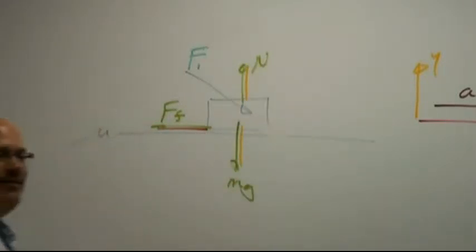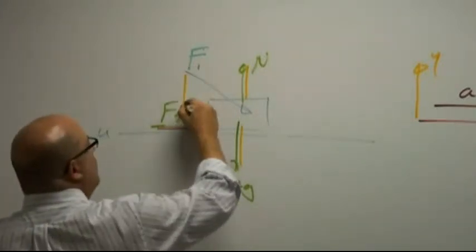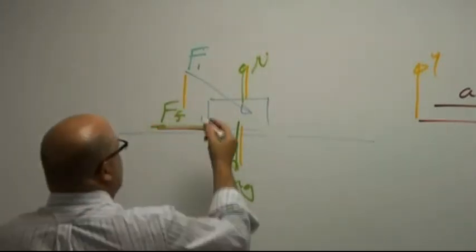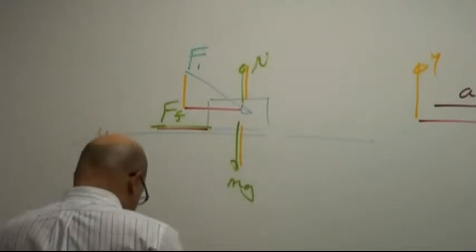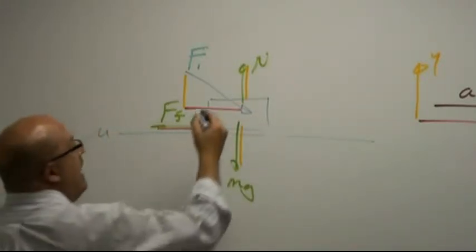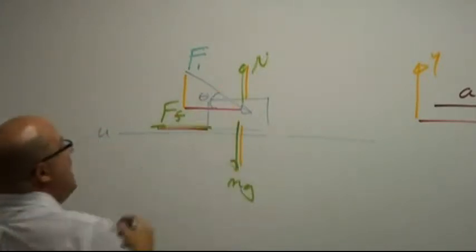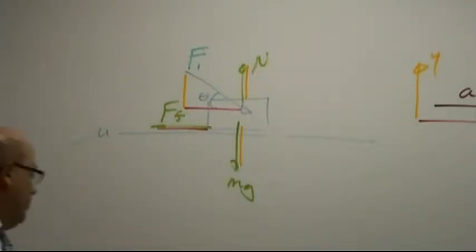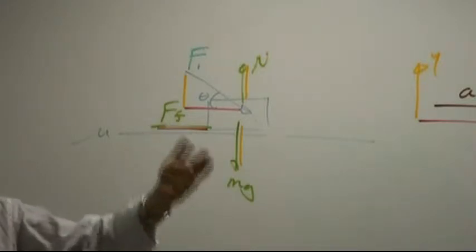These two are yellows. What is F1? It's pink and yellow. It's both, a yellow and a pink. And so we got a triangle, so we need an angle. So here's my angle theta. What we're going to do is build our pink and our yellow equations.